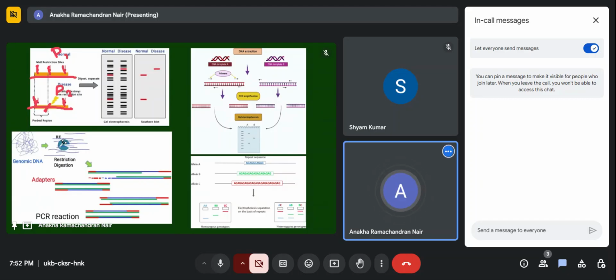So when you do the restriction digestion and you run it in a gel and you use Southern hybridization to probe it, you will see something like this. So the first one, since there are three sites, you will get two fragments, right? And since there are only two sites in the second one, you will get one fragment. So you can see polymorphism depending on the changes in the restriction sites into variations, right?